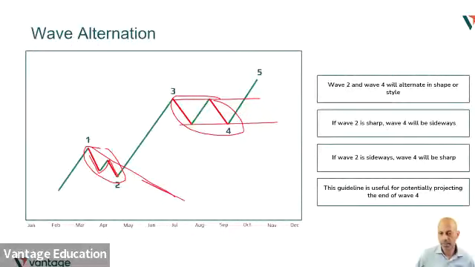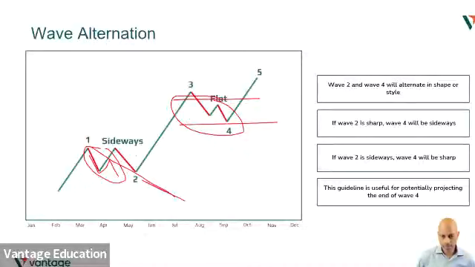Then similarly, if the opposite were to happen, that means if wave two is sideways, then wave four will be sharp. So that's what we will see here. Okay, this shouldn't be sharp. This shouldn't be flat, this should actually be sharp. So what you're looking for: wave two is sharp, wave four is sideways. And then, let me clean this up.